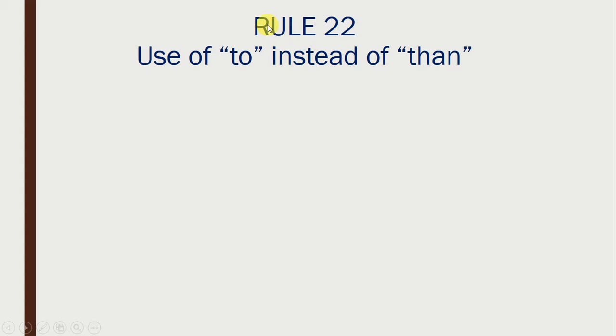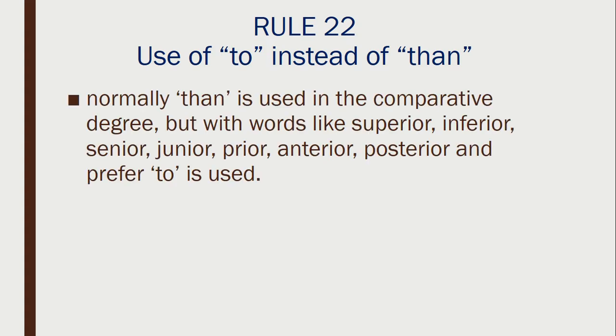Next rule. Now we will see how we will use to instead of than. Let me tell you one thing first: than is always used when we are comparing things. When we are comparing something, we will always use than. But there is an exception to it, for example words like superior, inferior, senior, junior, prior, anterior, posterior. Reading also, these types of words come, then we will use to instead of than.